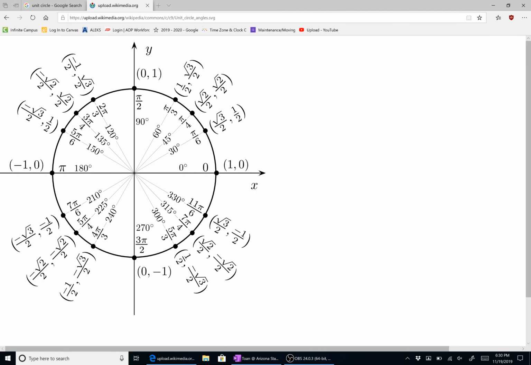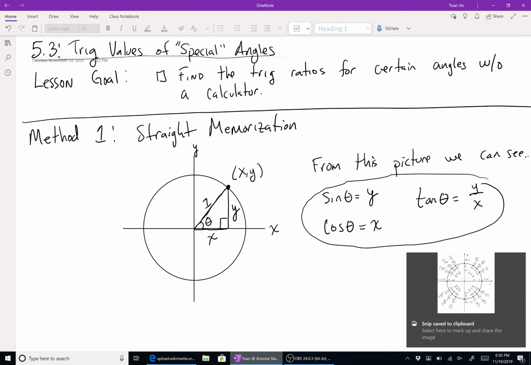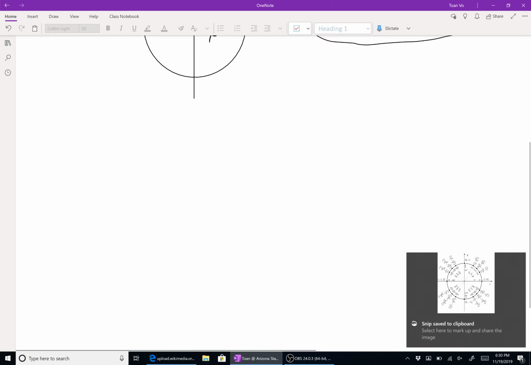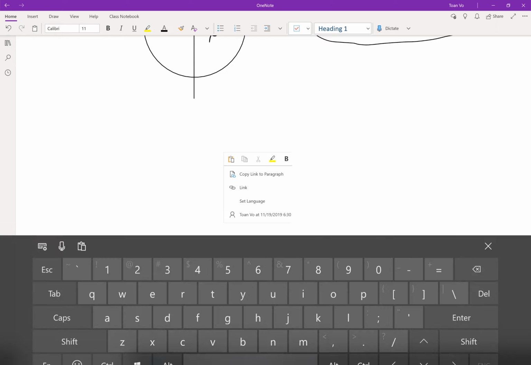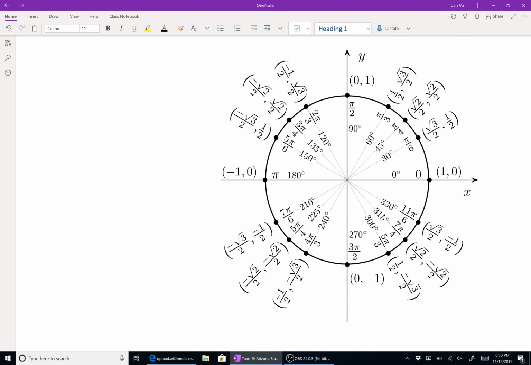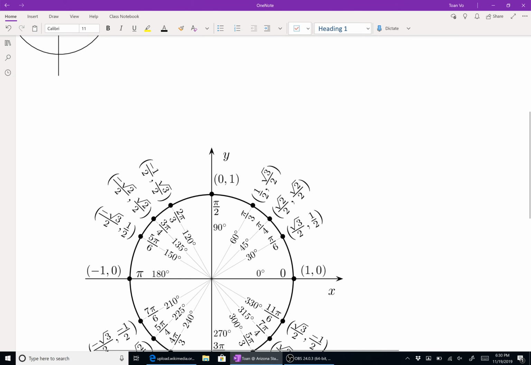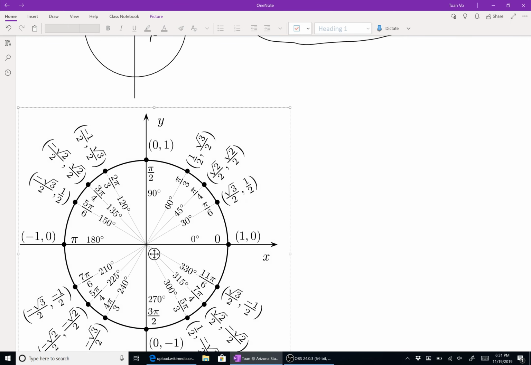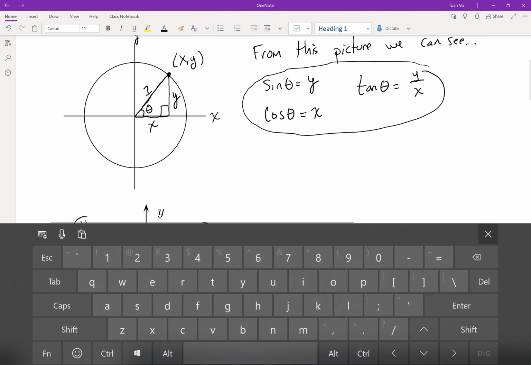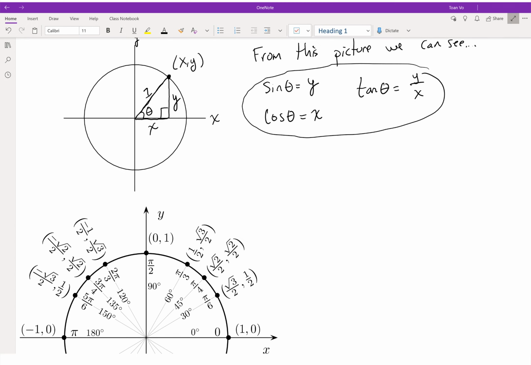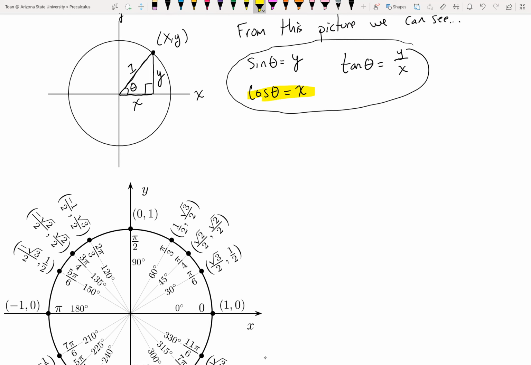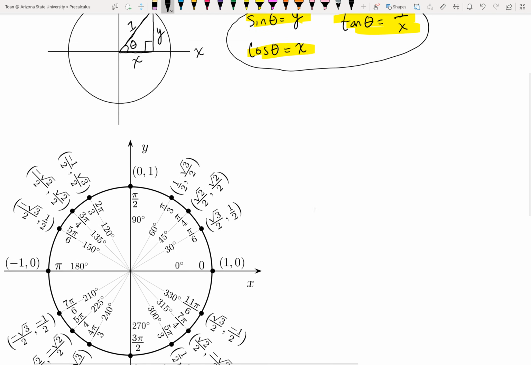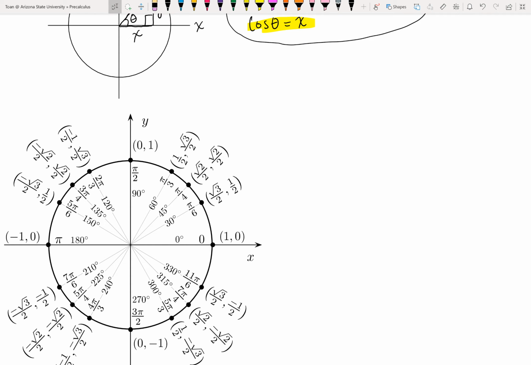What you can do if you memorize this, which again I highly don't advise, but you could, is we're going to use the fact that the x-coordinate is cosine and the y-coordinate is sine. We're going to utilize these facts here to be able to evaluate certain trig ratios. So from this chart here, answering questions should be easy.